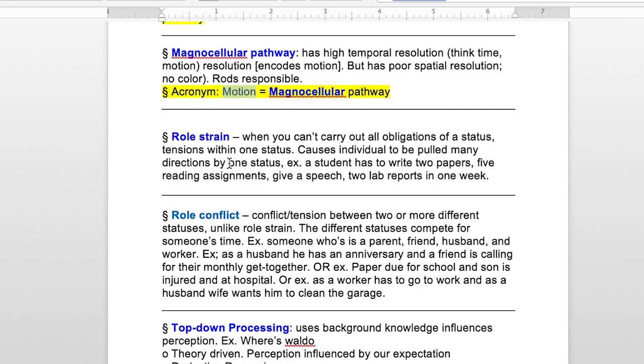Next is role strain. The way I think of role strain versus role conflict is that role strain has this "in": you are in one role and you're having many competing obligations within that one role. For example, if you are a student, you have to write two papers, reading assignments, a speech, and lab reports. So you have one role, which is a student, and in that role, you have many competing obligations. The opposite of that is role conflict.